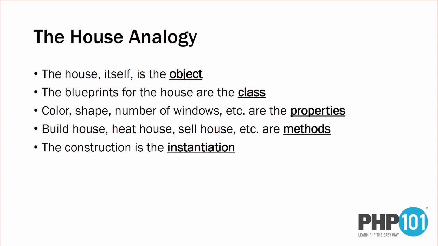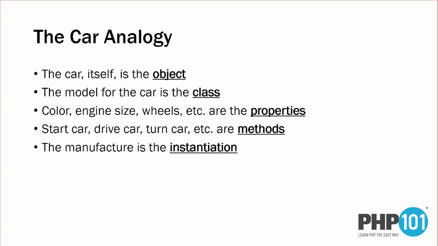It's the same idea here. There are certain properties that you don't have to define, like the color of the house. You can define that when you instantiate it rather than in the actual class. Okay, so again, the house is the object, the blueprints are the class. You instantiate that class to create the object, and of course, that object will have certain properties and methods associated with it. All right, let's take another look at the car analogy.